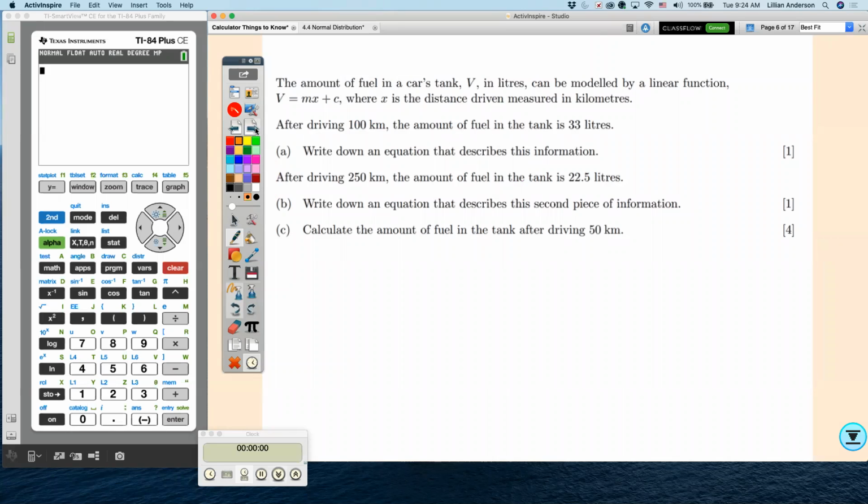It says the amount of fuel in a car's tank, V in liters, can be modeled by a linear function, where X is the distance driven in kilometers. V is the fuel liters, and M represents your slope. X is your distance. After driving 100 kilometers, the amount of fuel in the tank is 33 liters. What would be an equation that describes that?